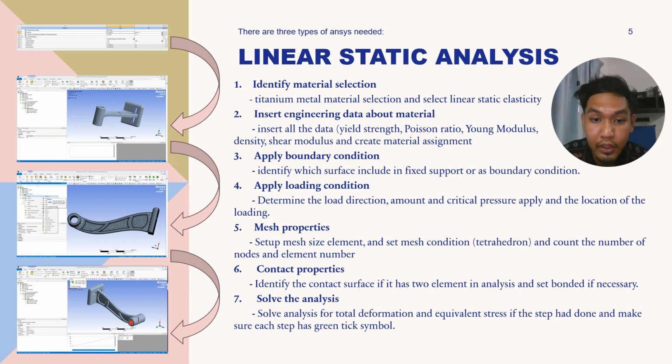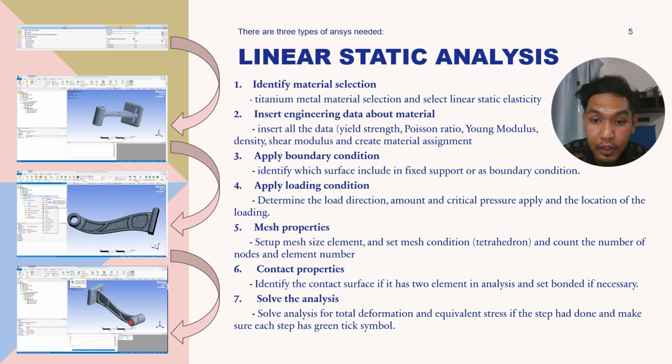For the third step, apply boundary conditions, which is to identify which surfaces are included in the fixed support as boundary conditions. Select all the 8 face bodies as fixed support types and click apply to selected body. For example, in our design, the hole at the back is the main fixed support in our design.